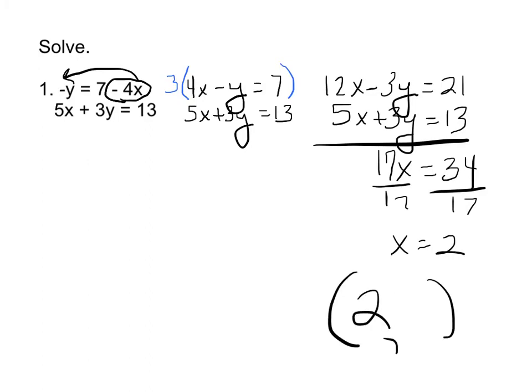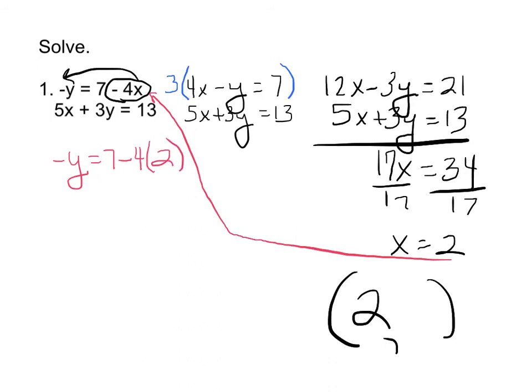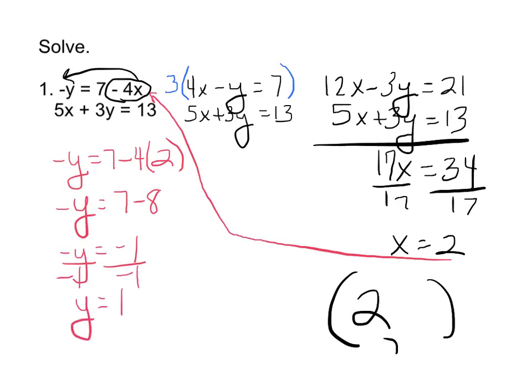Take your x equals 2, plug it back in. What looks the easiest? Well, to me, this one looks the easiest. Once again, you could plug it in here for x, here for x, here for x, here for x, or here. You have 6 different choices. So that would give me an equation of -y equals 7 minus 4x. X is 2. So that would give me -y equals 7 minus 8. -y equals -1. Divide by -1, divide by -1, y equals +1. So my answer would be 2, 1.